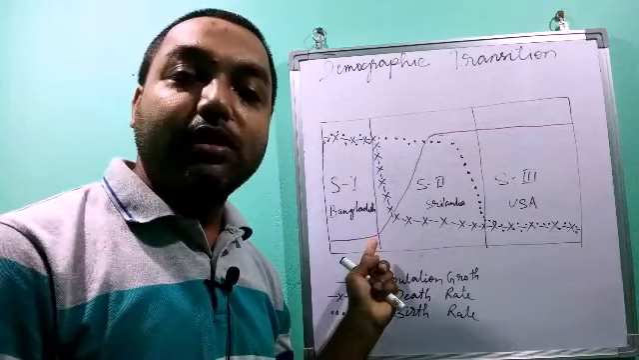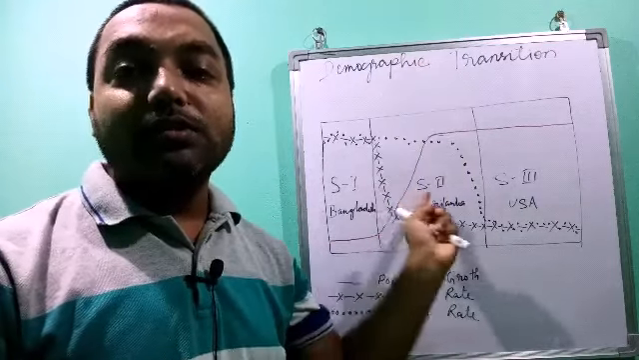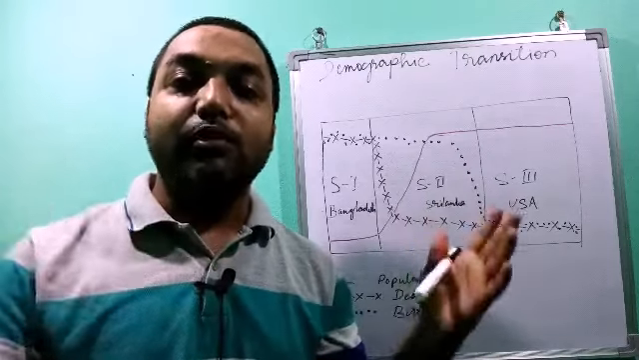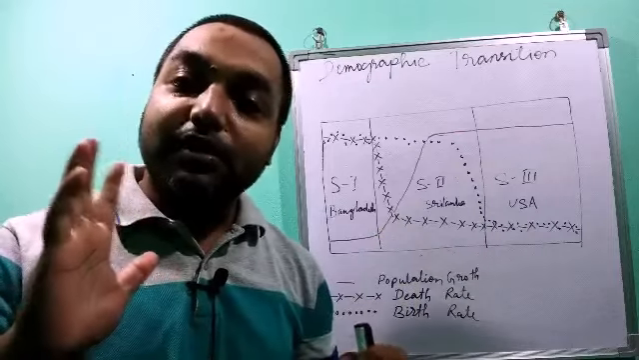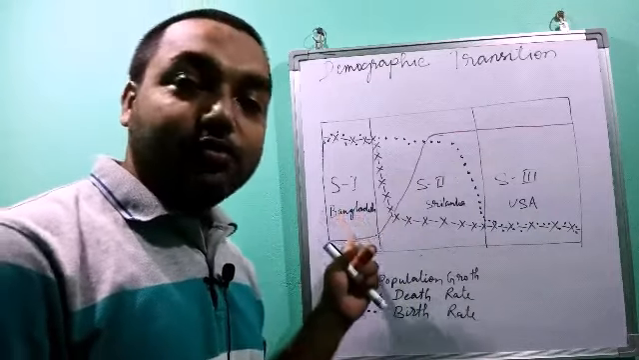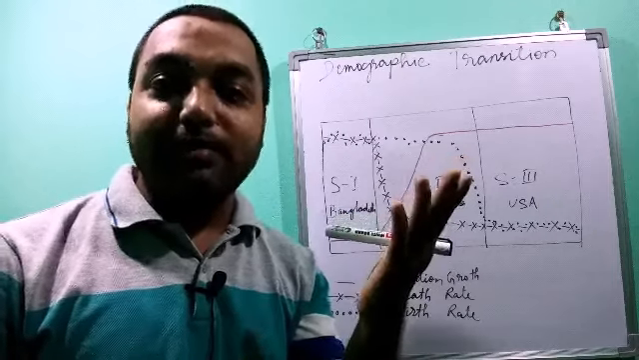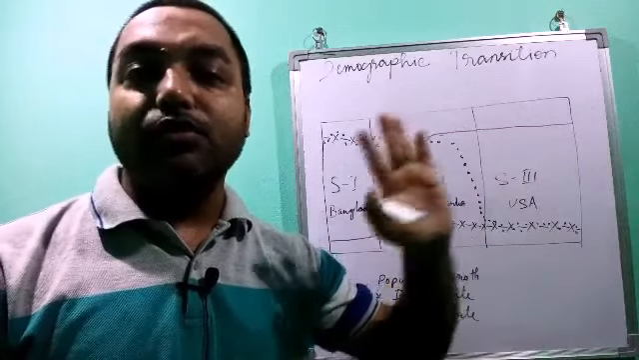The growth of this population curve, you see, is very rapid. So this part is known as population explosion. In this portion, population used to explode in every country. In all the countries of the world, these 3 stages, every country should pass.